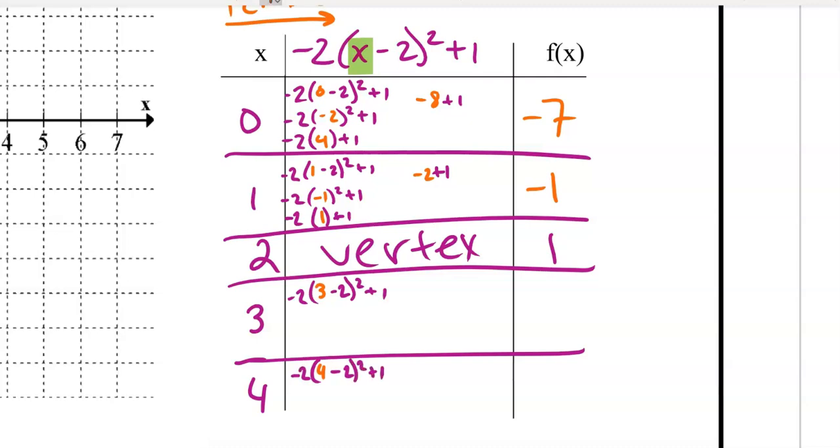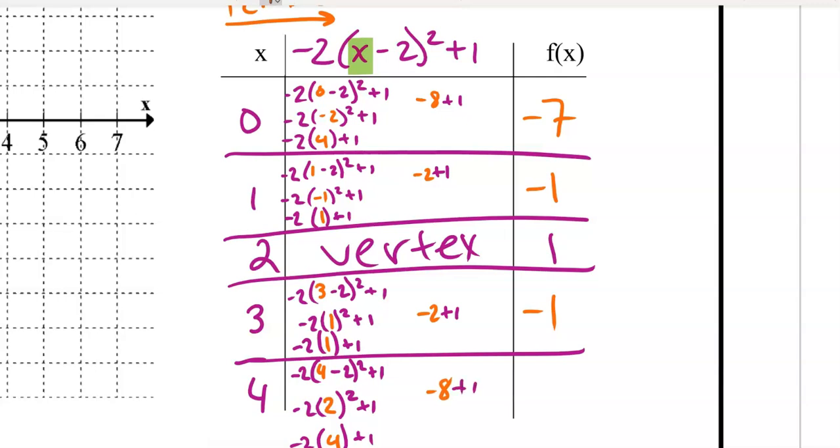All right, so 3 minus 2 is 1. 1 squared is 1. 1 times -2 is -2. Plus 1 is -1. Next we have 4 minus 2, which is 2. 2 squared is 4. 4 times negative 2 is negative 8. Plus 1, negative 7.